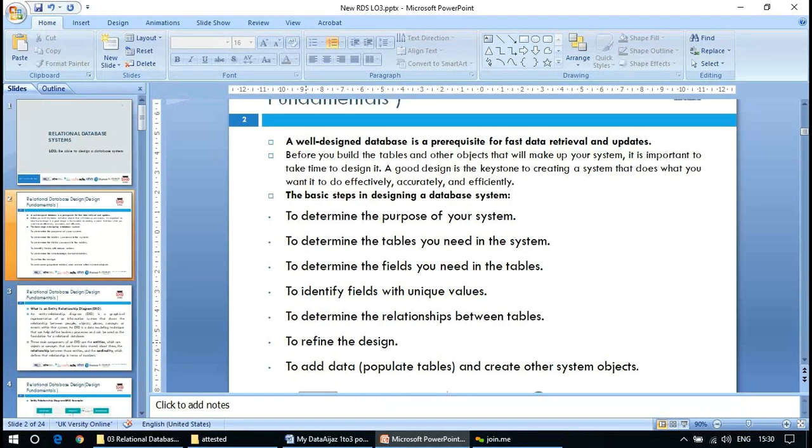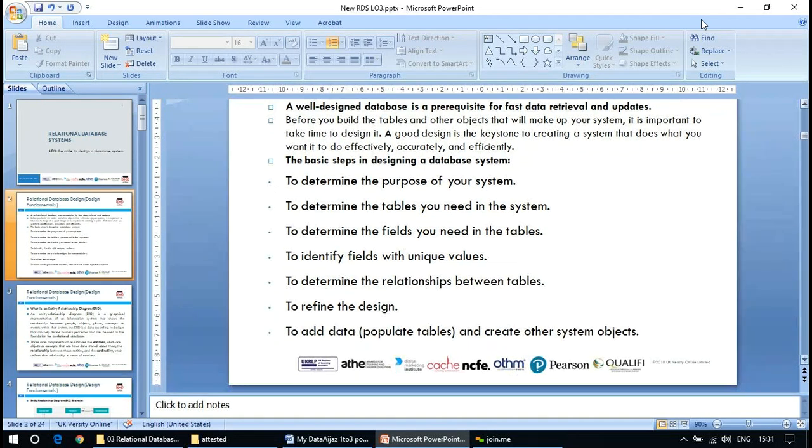So you really need to consider the design, and the design is focused on many things. Most of all, you need to know the number of tables, the fields, their unique values, their relationships. If everything is fine, then it means you can do well. Makes sense? Yes. Reshma? Yes. Okay, good. So let us move to the next slide.